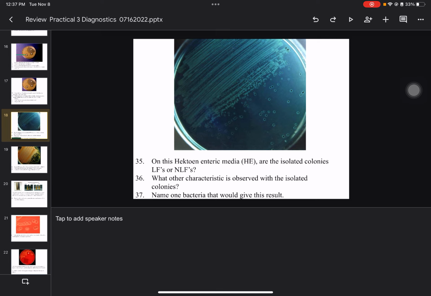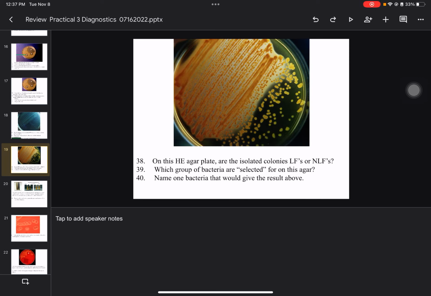Okay? What pathogen is associated with being a non-lactose fermenter and H2S positive? Salmonella. And Shigella, right? Nope. Shigella is H2S negative. Oh, okay. And since I didn't bring Shigella out, I won't ask about it. Okay? Lactose non-fermenter and H2S positive, correct.